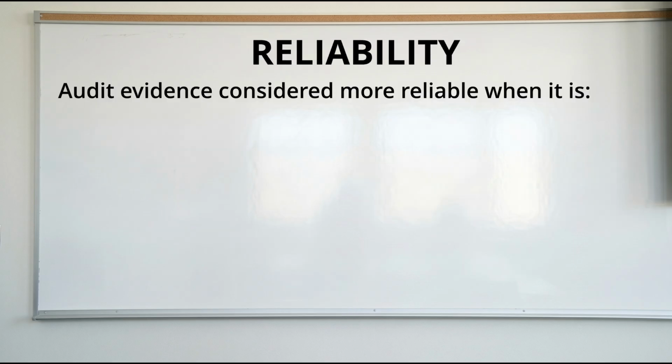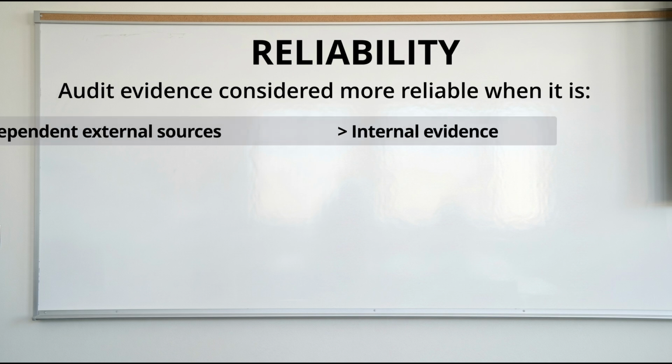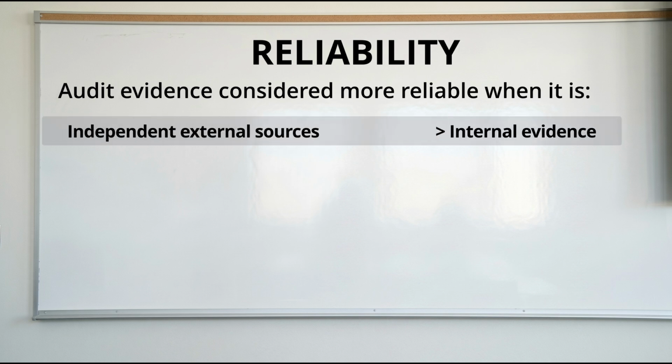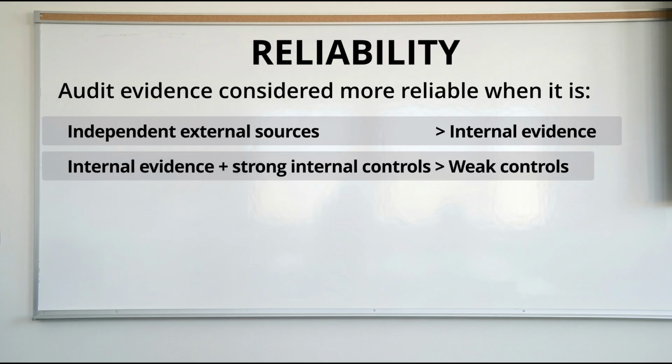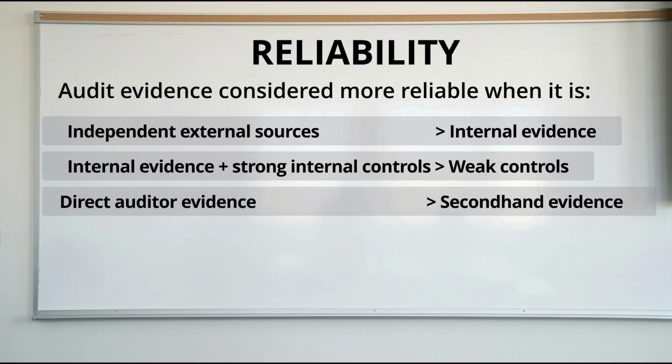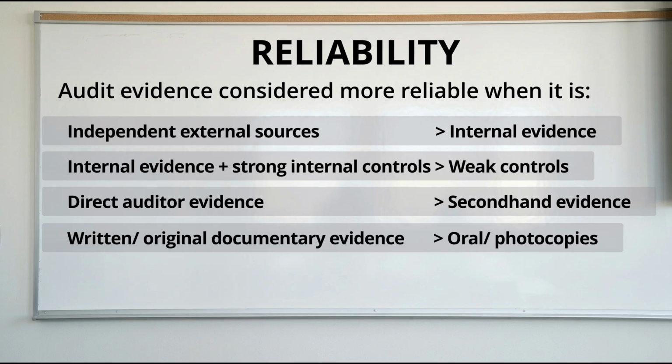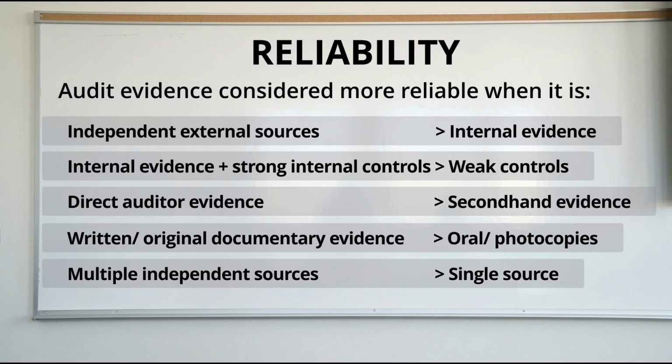This brings us to the reliability hierarchy from ISA 500, which is worth burning into your memory. Evidence from independent external sources is more reliable than internal evidence. Internal evidence created under strong internal controls is significantly more reliable than evidence created under weak controls. Evidence obtained directly by the auditor, like physically watching an inventory count, beats secondhand evidence. Written documentary evidence and original documents beat verbal statements and photocopies. Evidence from multiple independent sources pointing in the same direction beats a single source every time.